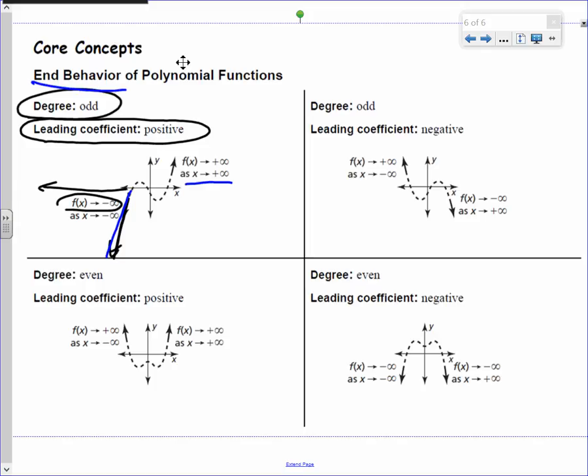How about this one now? Look at the second situation. I'm going to make the degree odd, but I'm going to make the leading coefficient negative. Notice how the end behavior changes.